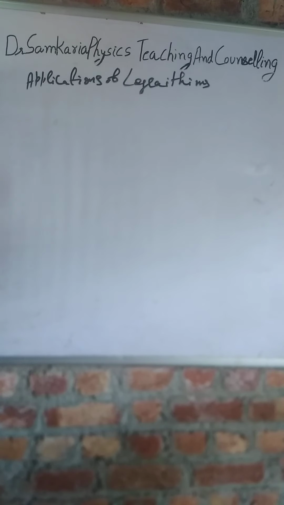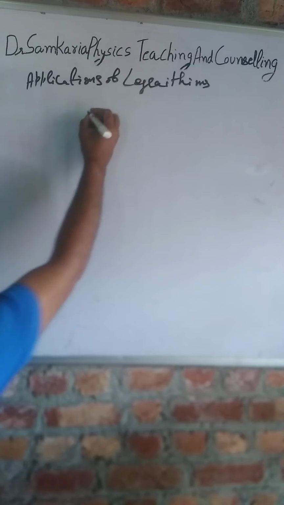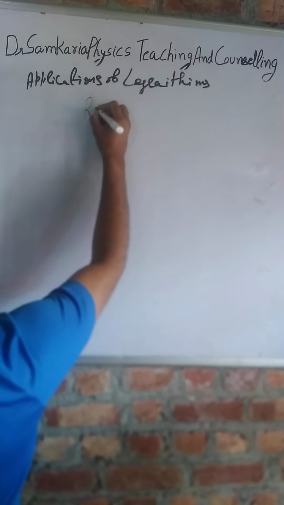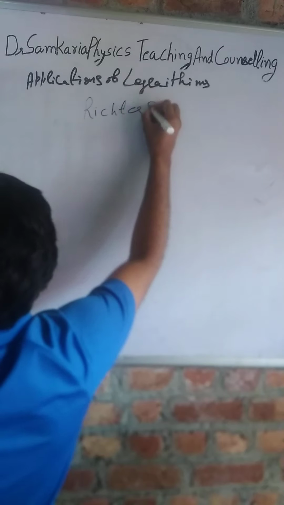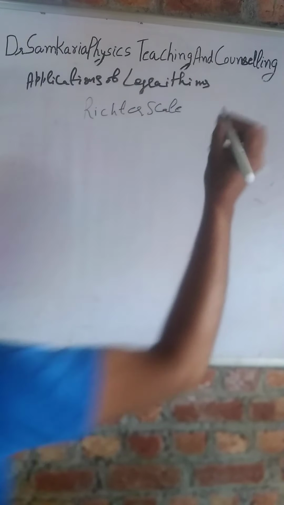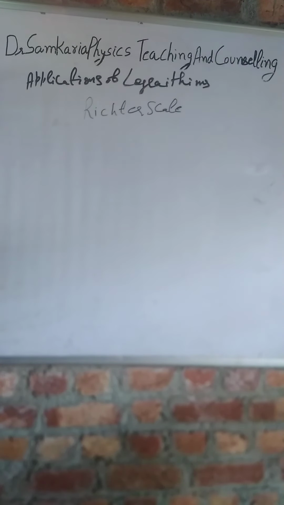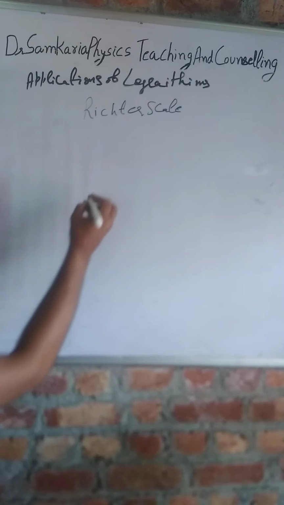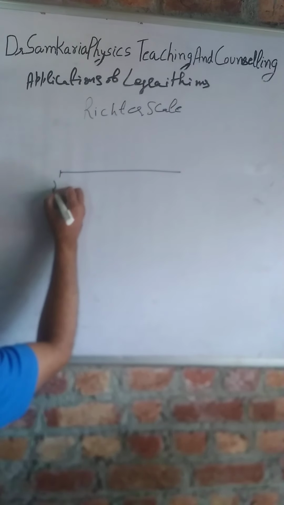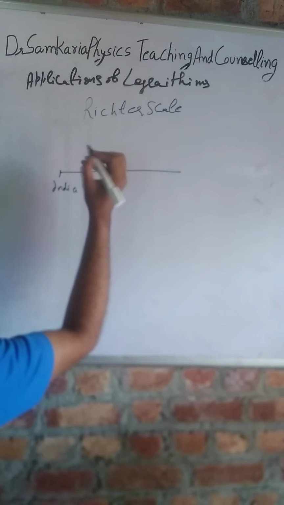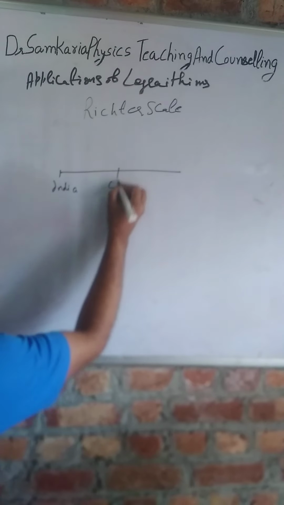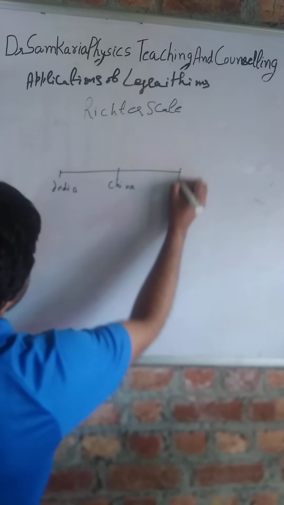Now, one of the most famous applications of logarithms is the Richter scale. You all know that the Richter scale is a scale that is used to measure earthquakes. Now, suppose I have three countries. One is India. Suppose the other is China. And the next one is Japan.